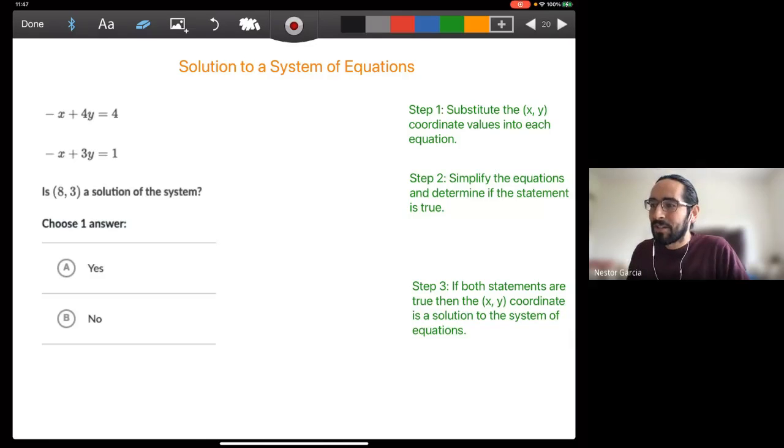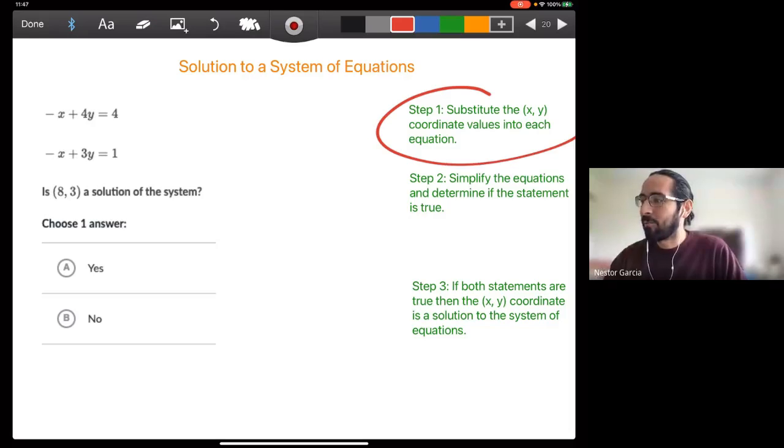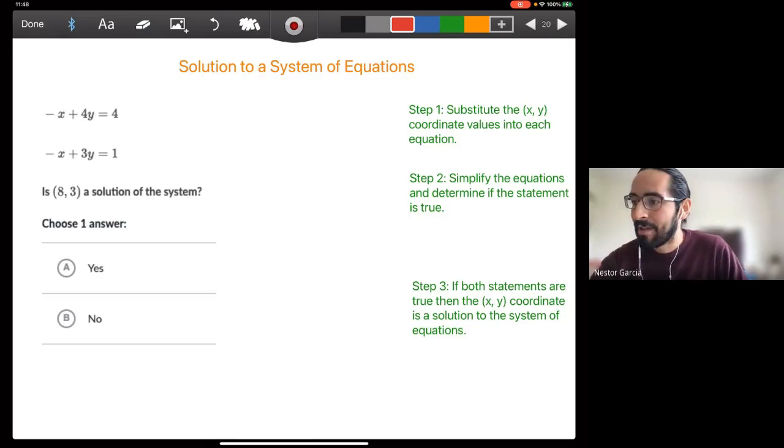Hey everyone, so today we're going to determine whether an xy coordinate is a solution to a system of equations or not. Let's take this first example. And as you see here in step 1, substitute the x, y coordinate values into each equation. So that's what we're starting with, that step. Let's take our x, y values, which we need to identify here.